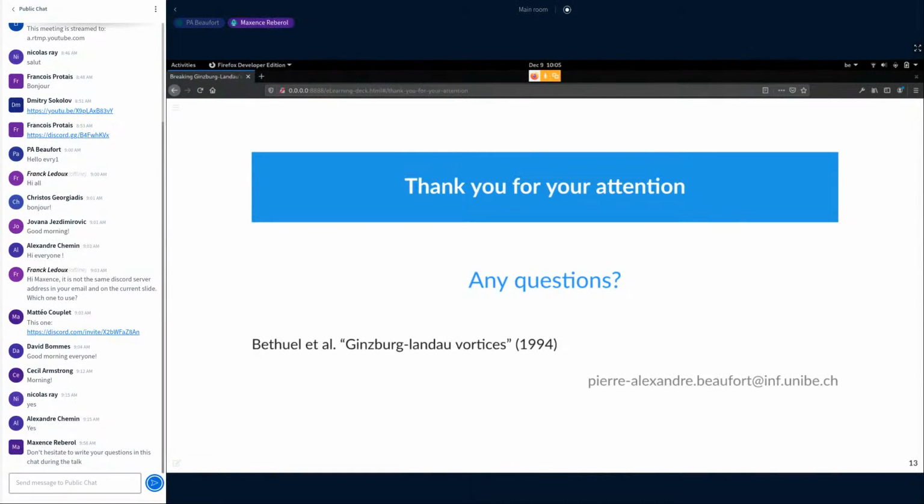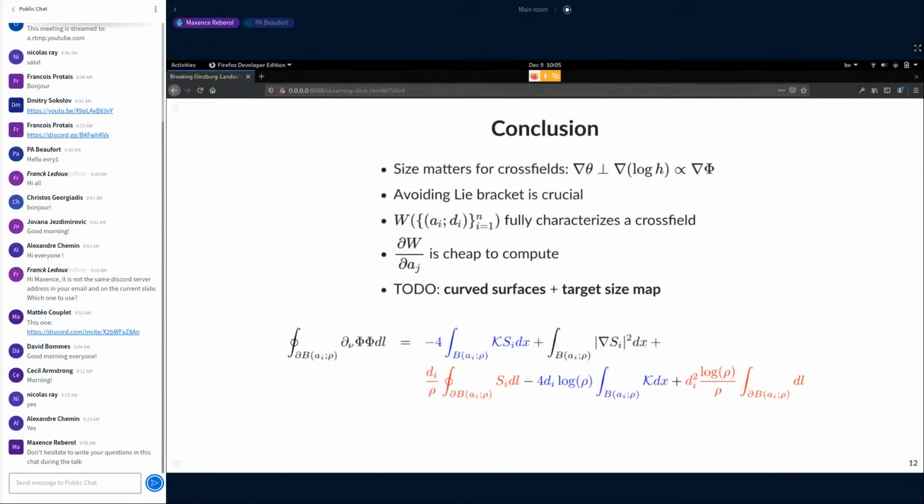I can ask one, waiting for the others. You showed the link between the size map and your crossfield. Can you invert this problem? Like starting from a size map, is it possible to find a crossfield and some singularities to have this scaling matching the size map?